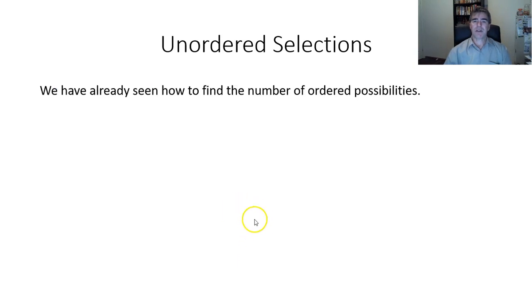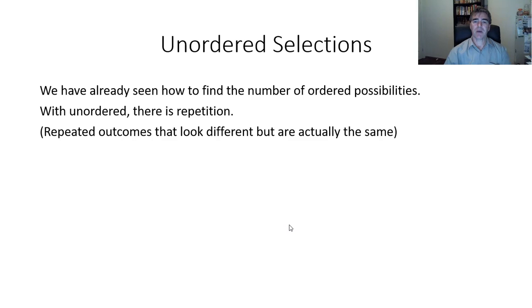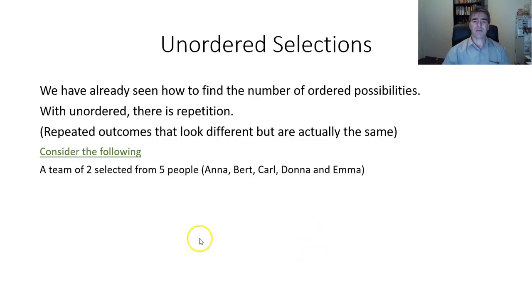Alright, so we've already seen how to find the number of ordered possibilities. So let's have a look at unordered, and there is repetition in unordered. So I'm going to show you why that repetition occurs and how we can then take that into consideration. So repeated outcomes, they look different, but they're actually the same. So let's consider a situation. We're going to have a look at a team of 2 selected from 5 people, and we're going to call those people Anna, Bert, Carl, Donna and Emma. And to make it a bit easier, we'll use A, B, C, D, E.